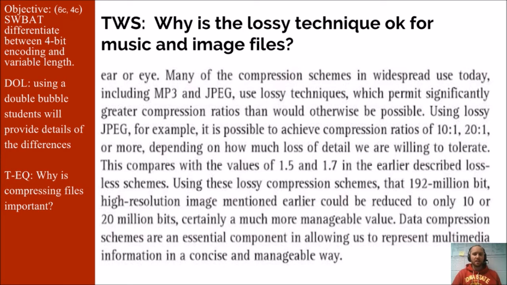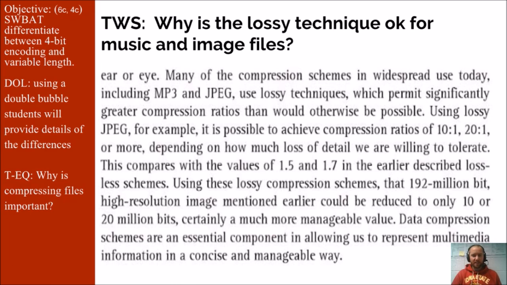It says here many of the compression schemes in widespread use today, including MP3 and JPEG, are lossy techniques. These permit significantly greater compression ratios than would otherwise be possible. So using lossy for JPEG is great. It is possible to achieve compression ratios of 10 to 1, 20 to 1 or more with this, depending on how much loss of detail we are willing to tolerate, okay? This compares with the values of 1.5 and 1.7 in the earlier described lossless schemes.